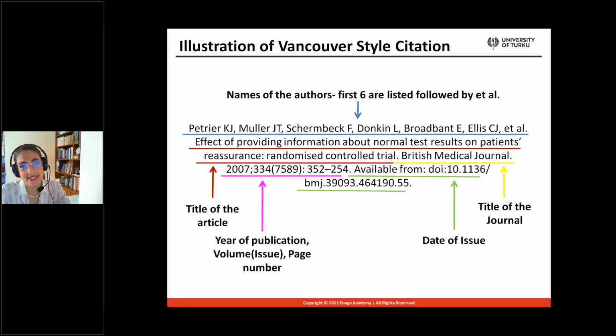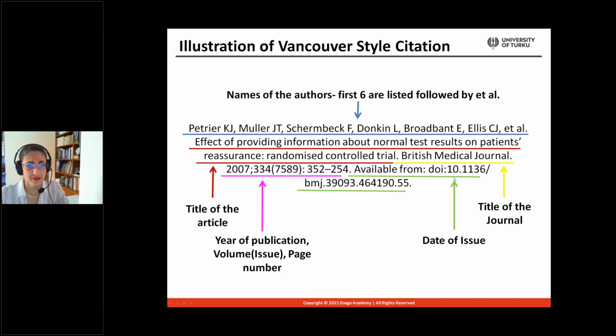So this is just an example. For those of you who may not be familiar, this would be, for example, the Vancouver style citation, where you have the author names first, and you have up to 6 author names. If a manuscript has more than 6 authors, then you use et al. You proceed with the title of the manuscript, the name of the journal, year, volume, issue, pages, and the DOI. Now this would just be an example.